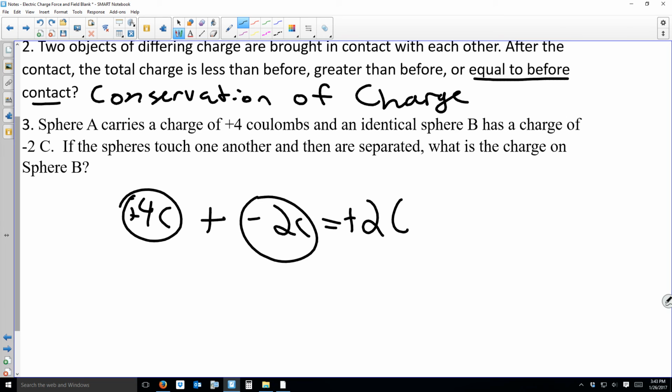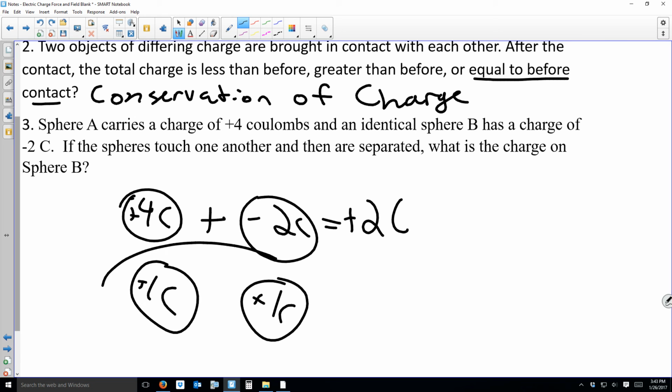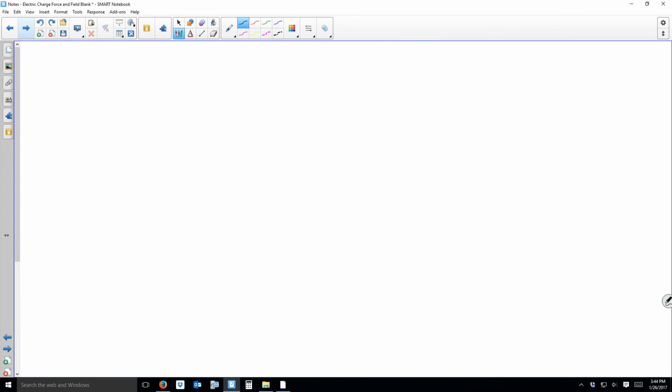And then if I touch two identical spheres together, they split that overall charge equally. So in order to get it to add up to 2 coulombs, I've got to have 1 coulomb of positive charge on each object. So after those two objects touch, the charge on sphere B is plus 1, and the charge on sphere A is plus 1 as well.